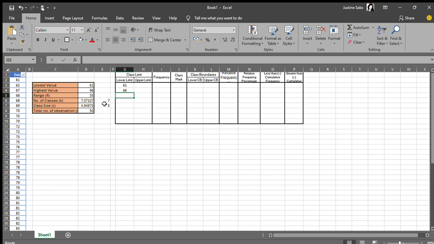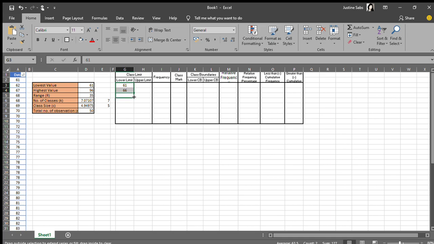So that we don't have to add manually one by one, we select the first two values, then check again the number of classes. The number of classes tells us how many lower limits we need to create. We have 7, and we have only created 2 in the frequency distribution table, so we still have to add 5. Let's just drag. Again, select the first two lower limits, then drag down the selection box.